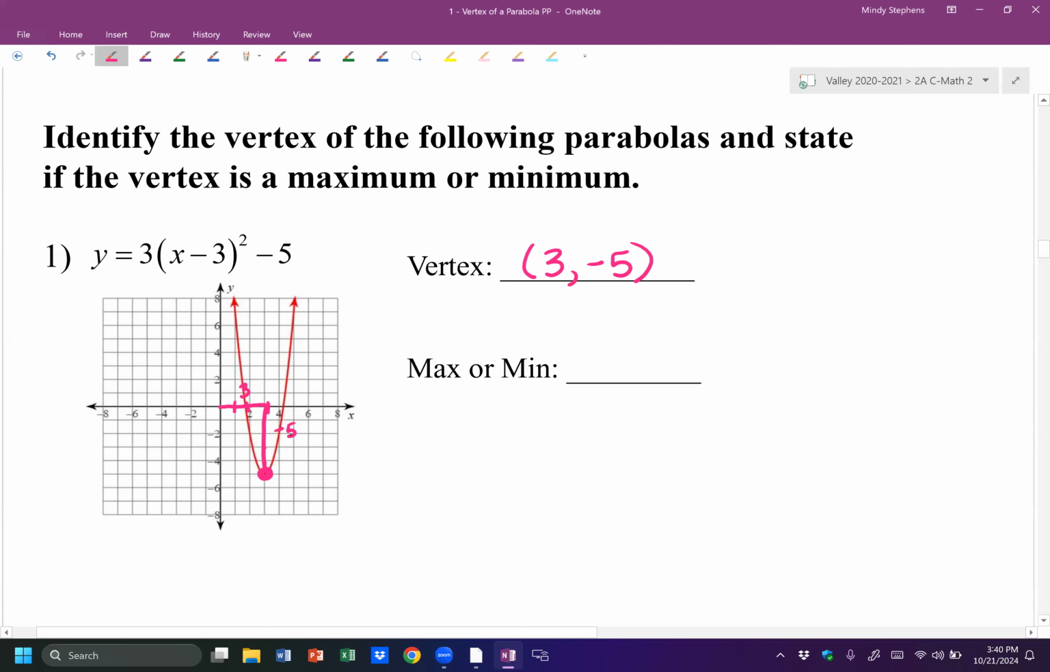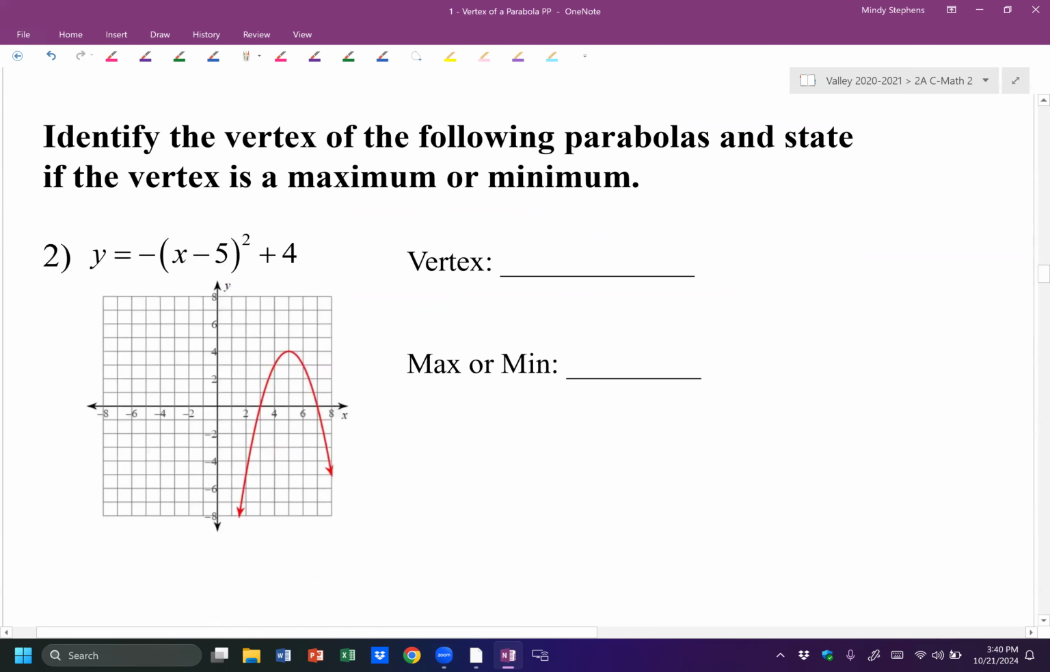The first number is always right or left. Then I look at it. If it is shaped like this, it's a minimum. And if it's like this, it's a maximum. So the vertex is down low. It's kind of in the valley in the bottom of the U. So this is a minimum. And we just use MIN. You can abbreviate with just MIN for minimum. And that's all. That's number 1.